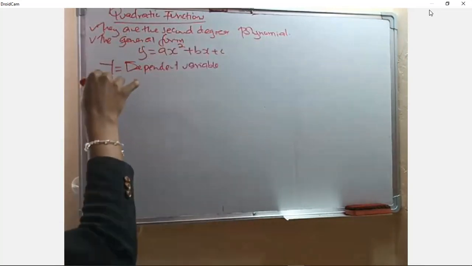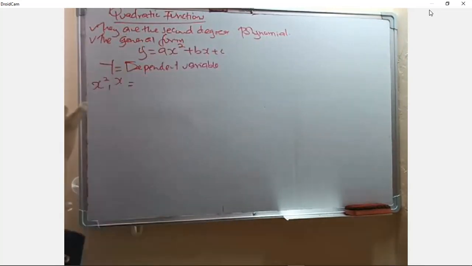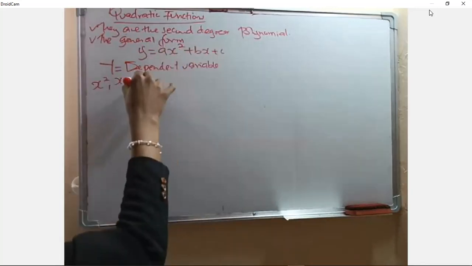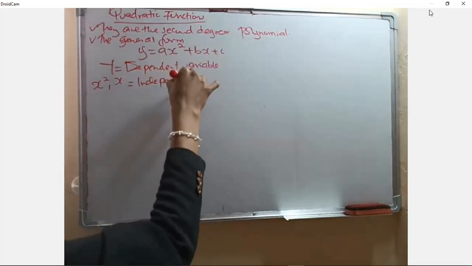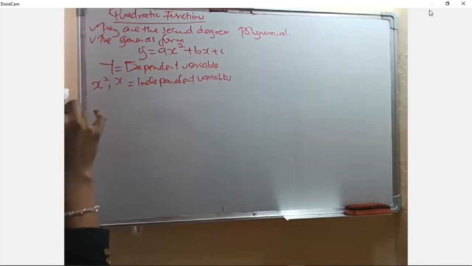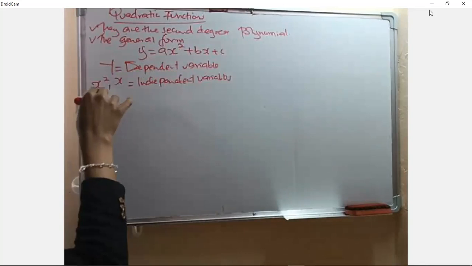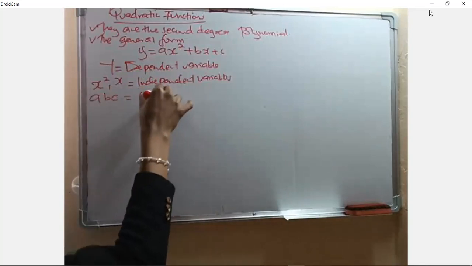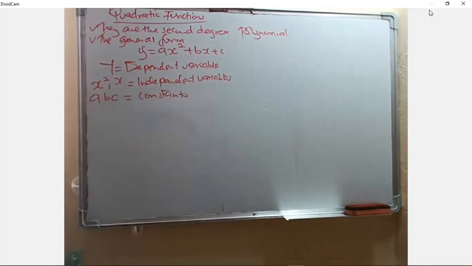Now we have x squared or x. My x's are independent variables. Then we have a, b, c. These are your constants.